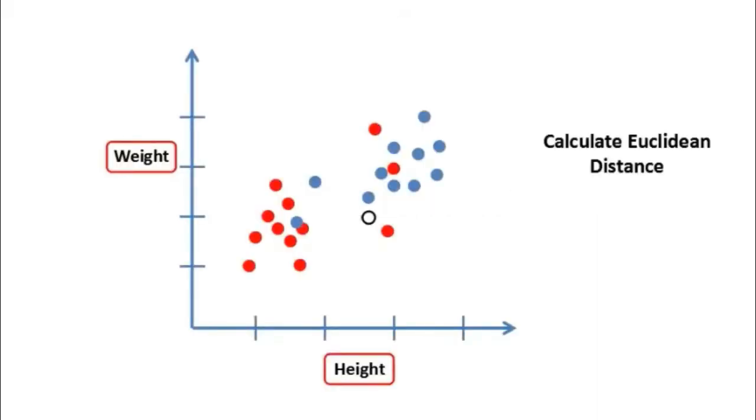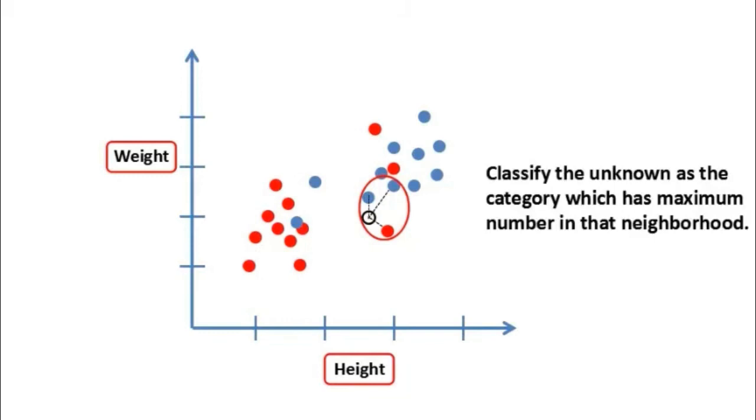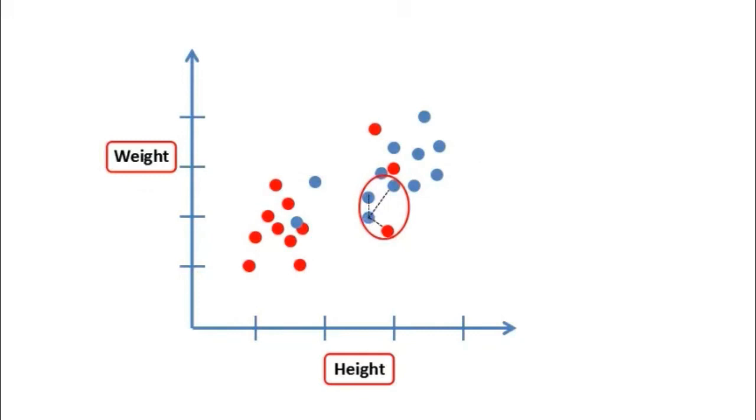One of them is using k-nearest neighbor or KNN algorithm. You can calculate Euclidean distance of the new point with every other available example point. Euclidean distance is nothing but a fancy way of showing distance between points in n-dimensional space. Now if we have set k equals 3, then we choose the 3 nearest points to the new observation, which are these 3. Now you can classify the unknown as the category which has the maximum number in that neighborhood. Here we have 2 males and 1 female, so we classify him as male.